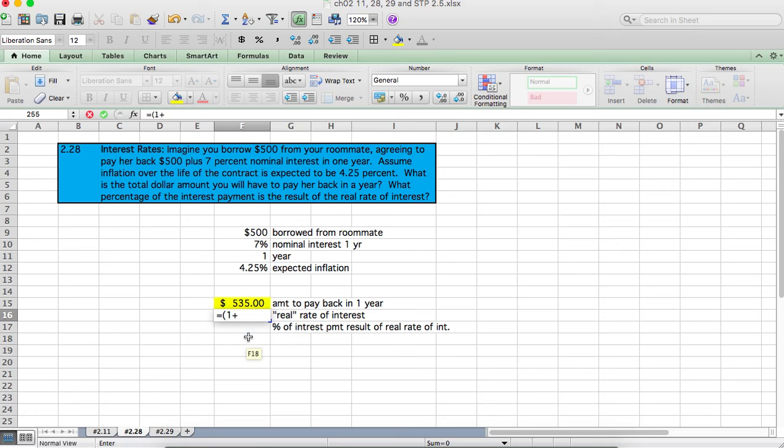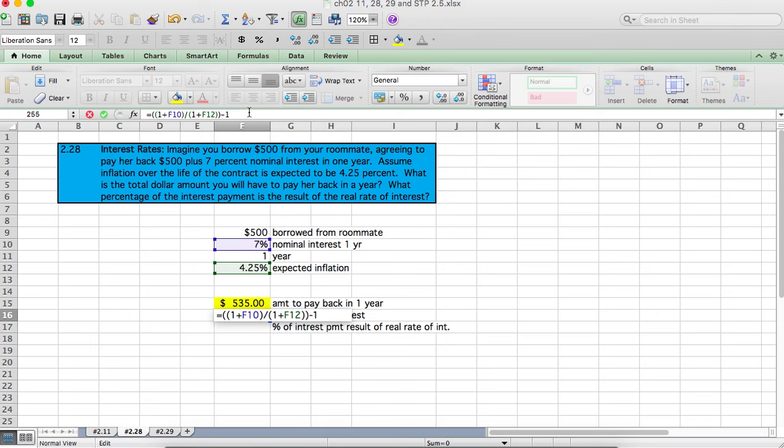We're going to do 1 plus this, which is the 7%, divided by 1 plus expected inflation, and then we're going to have to do minus 1. But since we have to do minus 1, we want the formula to solve within this bracket first, so we're going to have to add another bracket here. And we're basically telling Excel that Excel needs to address this content first before subtracting the 1.